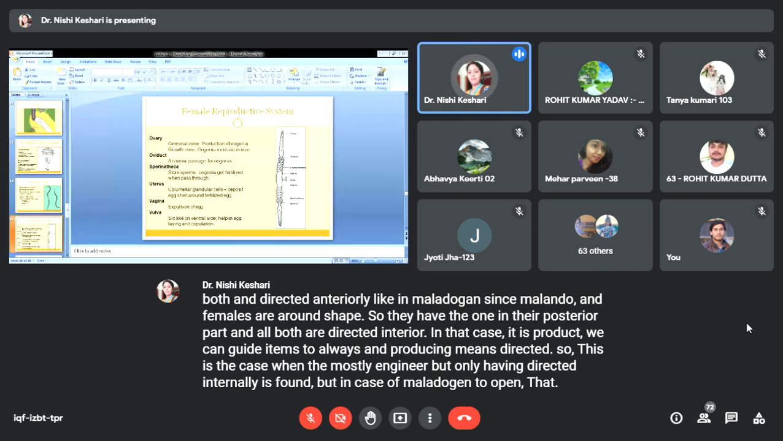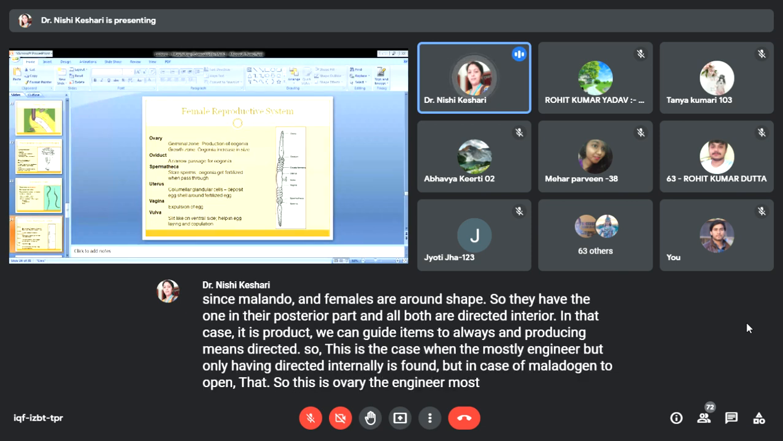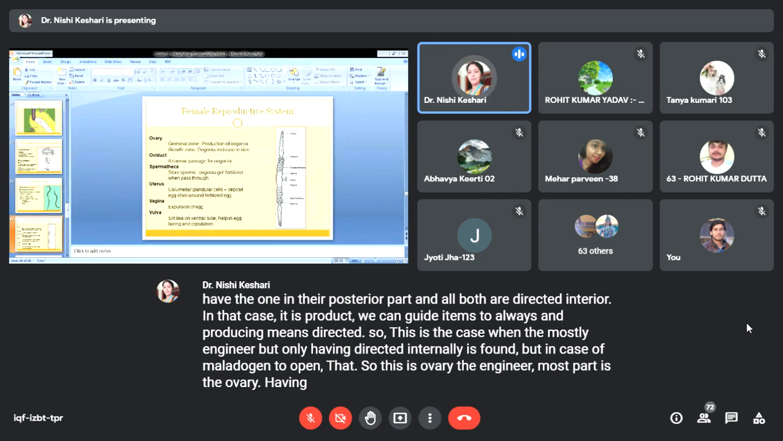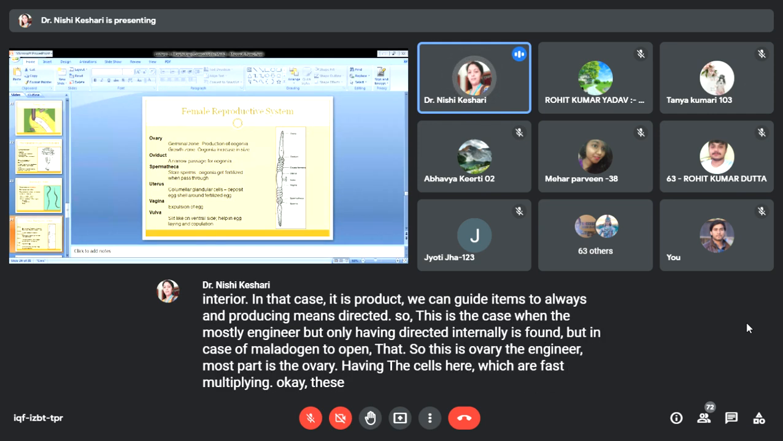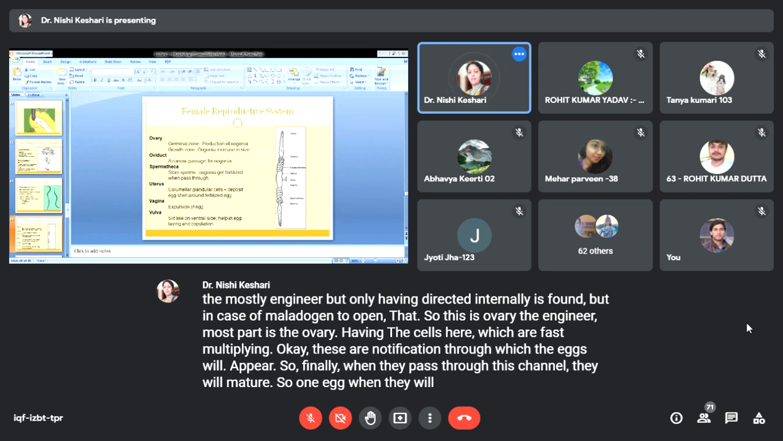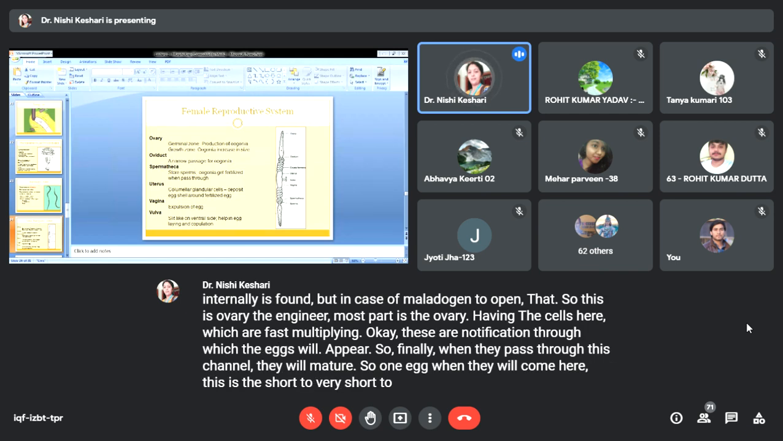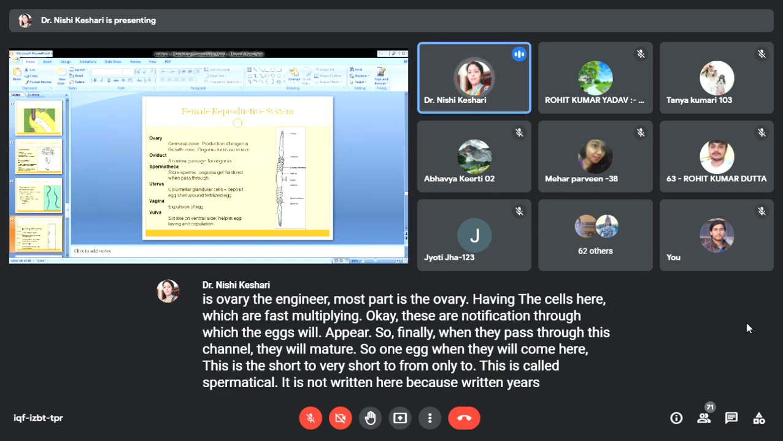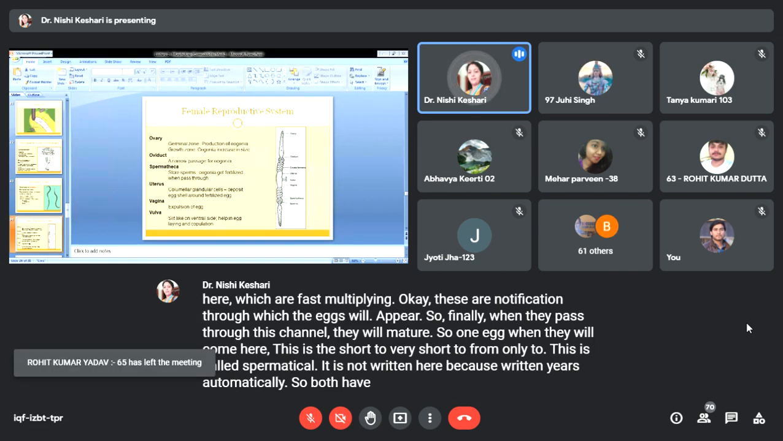Oviduct. So this is the ovary. The anterior-most part is the ovary, having cells which are fast multiplying. The eggs will build up, and finally when they pass through this channel, they will mature. One egg will come here, this very short tube from the ovary, to the spermatheca. So both have spermatheca. This is the storage organ of sperms.